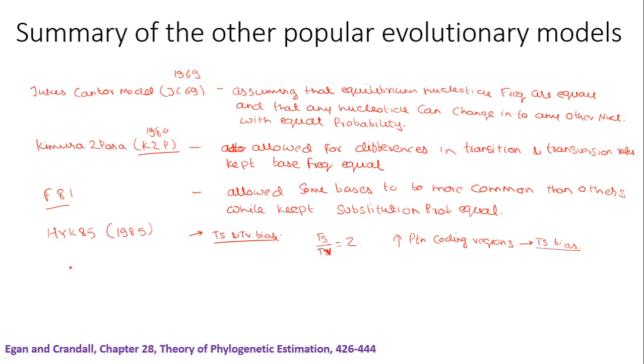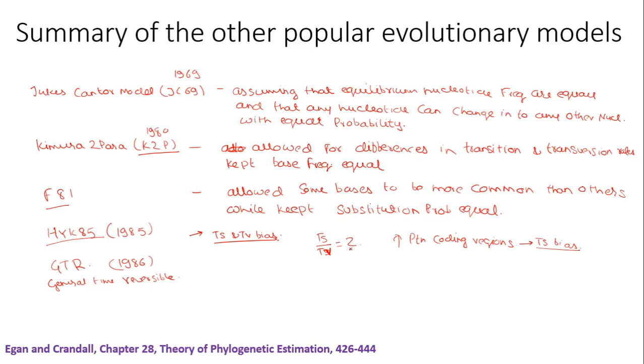Later on, in 1986, another model was proposed called the GTR model, or what we call the general time reversible model. This GTR model builds on the previously proposed HKY85 by permitting each of the six substitution pairs to have different rates. In this case, they kept each of the six substitution rates to have some different values.